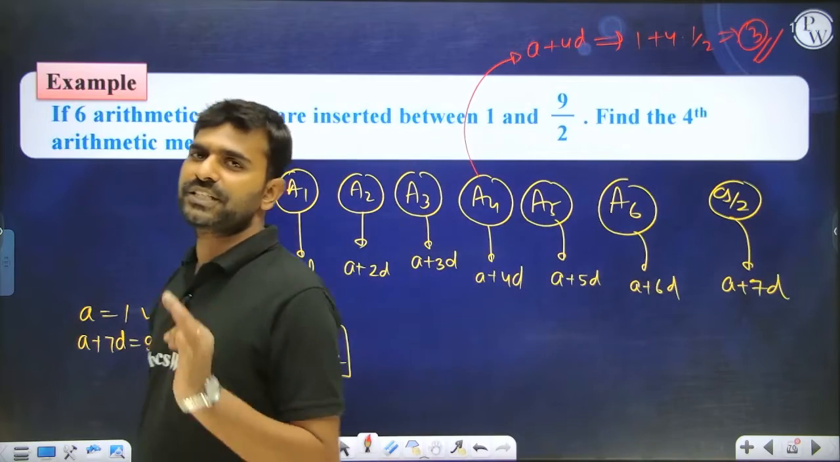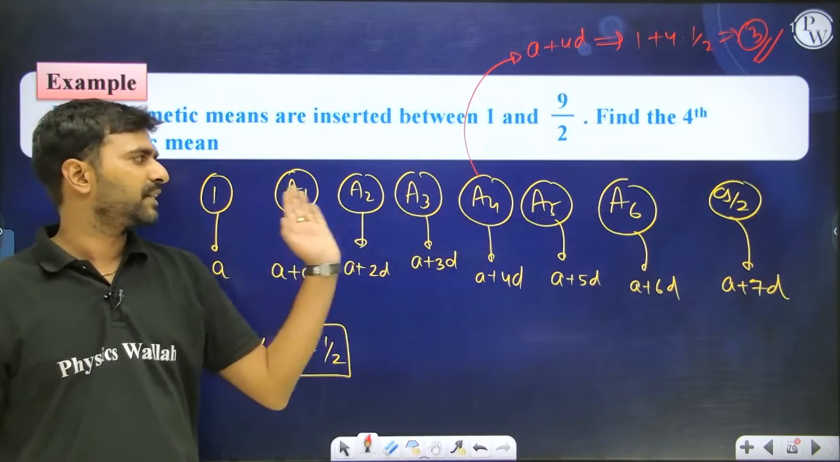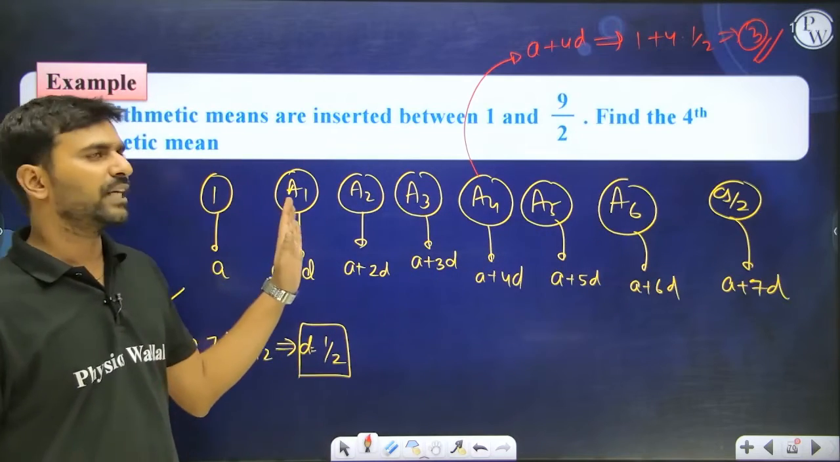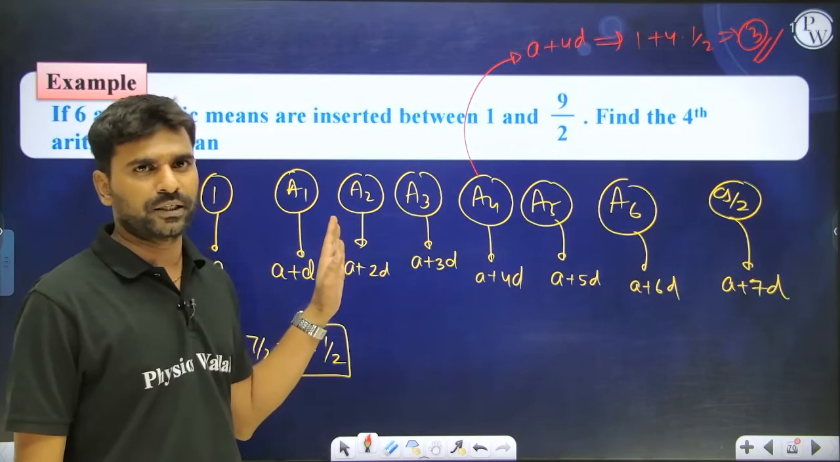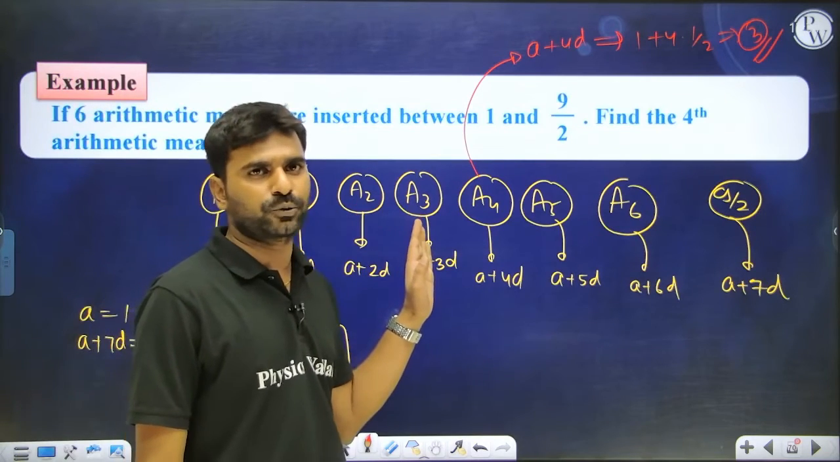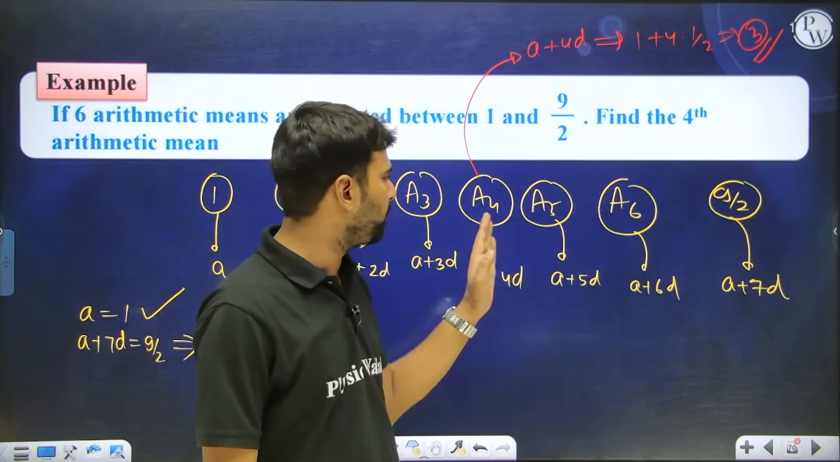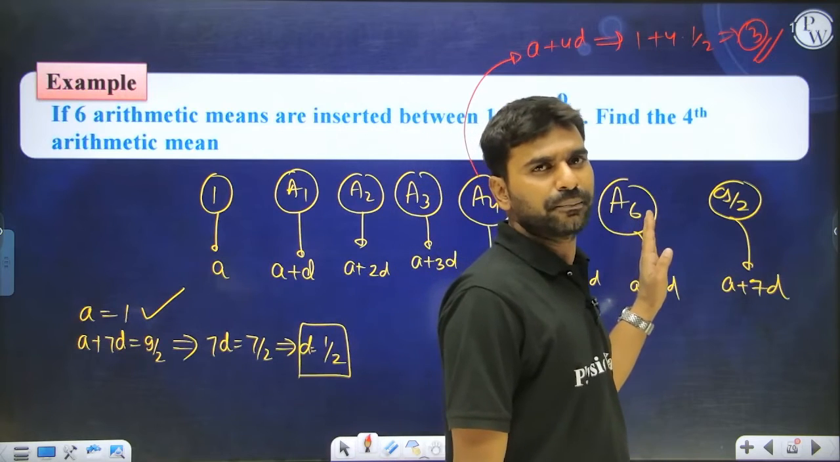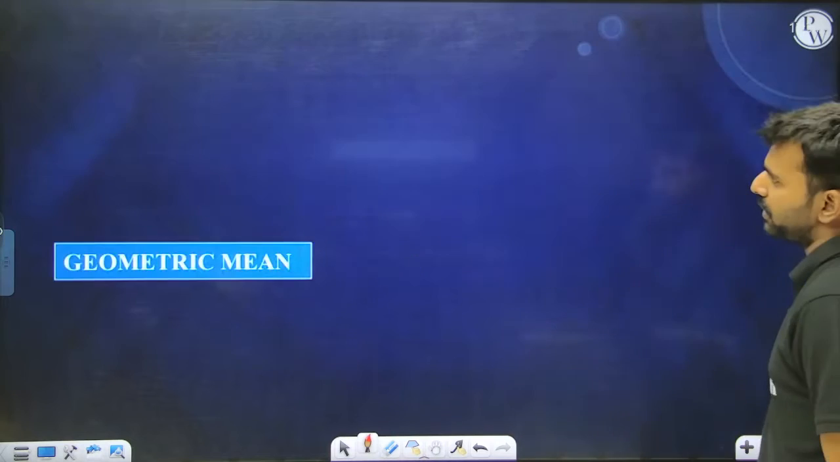Again, I am telling you, if 6 arithmetic means are inserted between two numbers, so this is one number, this is another, and 6 arithmetic means are these, then these 8 terms are going to form an AP. The first arithmetic mean is going to be the second term of the AP, the second arithmetic mean is going to be the third term, the third arithmetic mean the fourth term, the fourth arithmetic mean the fifth term, the fifth arithmetic mean the sixth term, the sixth arithmetic mean the seventh term, and this 9 by 2 is going to be the eighth term of the AP.